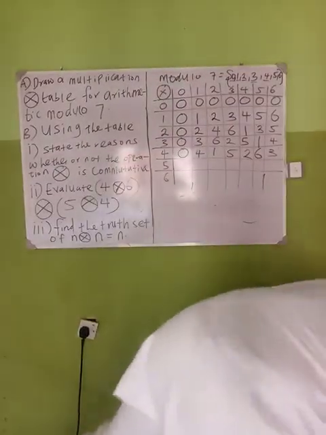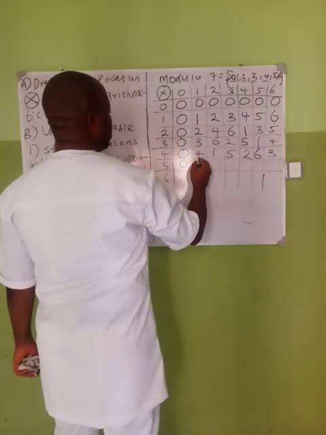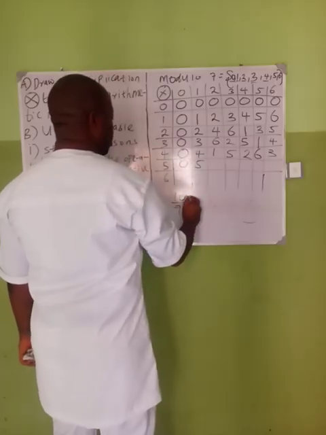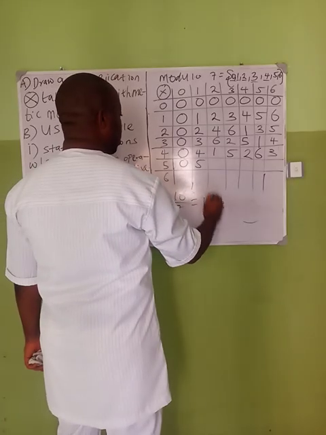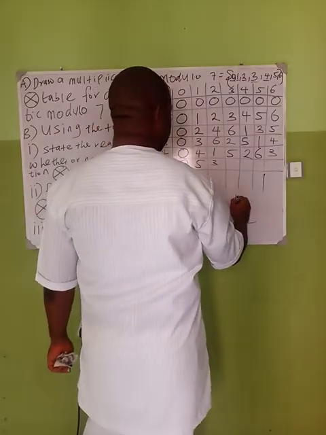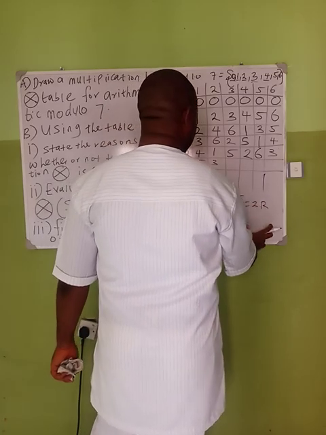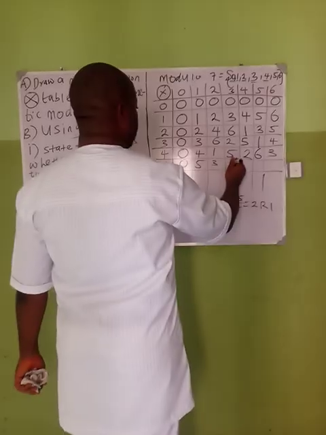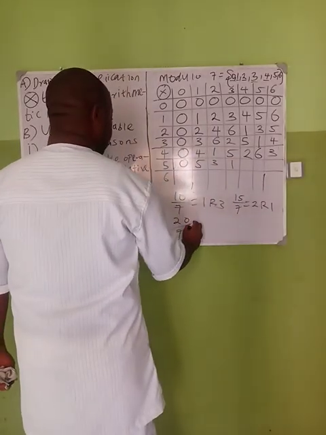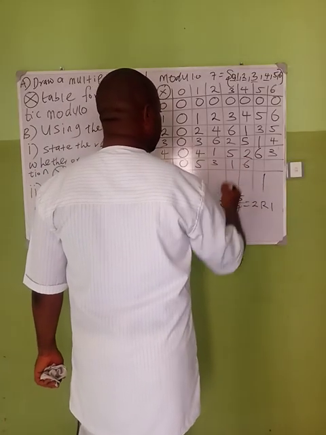Okay, so we're going to 5. So 5 times 0 plus 0, 5 times 1 is still less than 7, so 5. But 5 times 2 is 10. So 10 divided by 7, that's 1 remainder 3. So I'll write the remainder 3. 5 times 3 is 15. 15 divided by 7 is 2 remainder 1. So I'll write remainder 1. And 5 times 4 is 20. 20 divided by 7 is 2 remainder 6. So I'll write remainder 6.